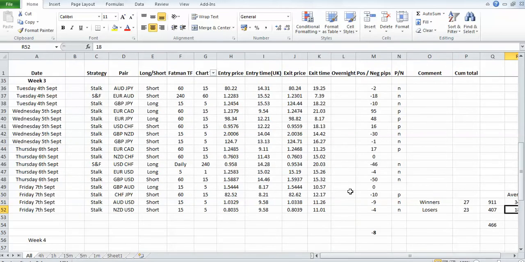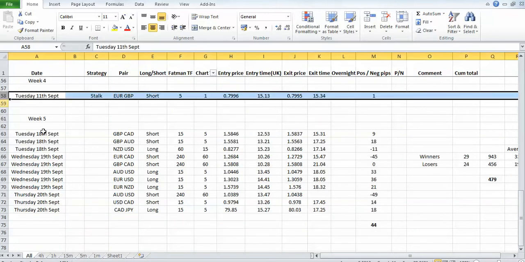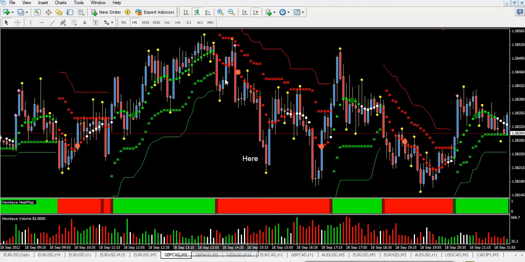Okay, moving swiftly on. This week, week 5. Week 4 was a virtually blank week because I only placed one small trade there. So far 3 days this week, and this is what we've got so far. I'm just going to run you quickly through the trades. So we'll start on Tuesday with the pound CAD here.